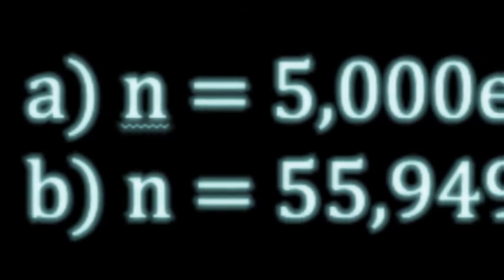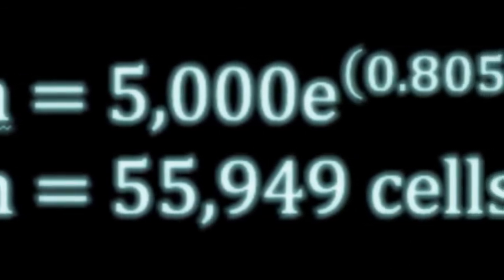Or we could estimate it as 55,949 cancer cells. So for our final answers, for letter A, n is equivalent to 5,000 multiplied by e raised to 0.805t, while at letter B, n is equal to 55,949 cancer cells. So that's it.